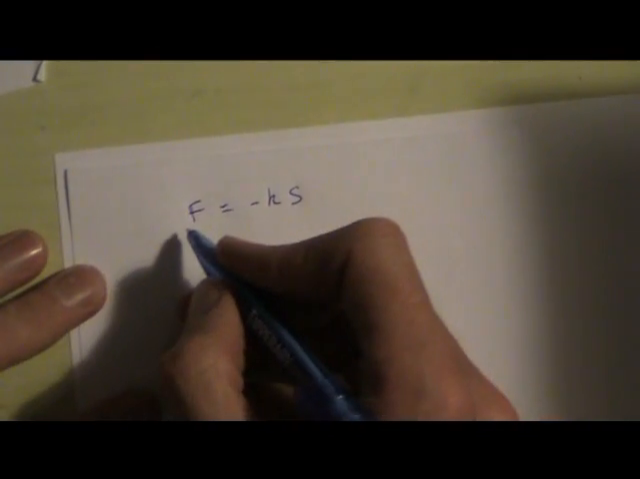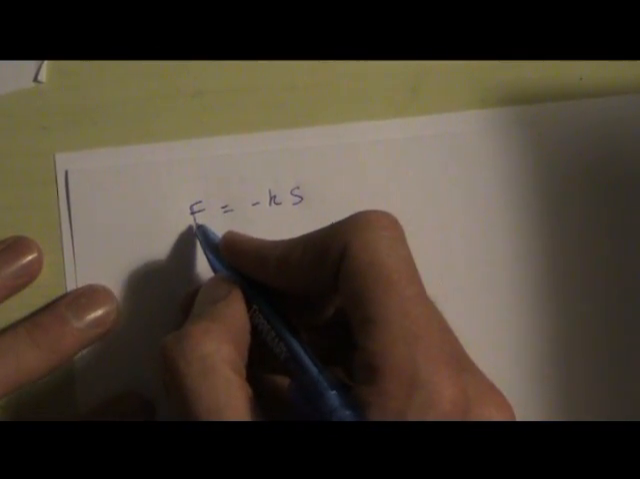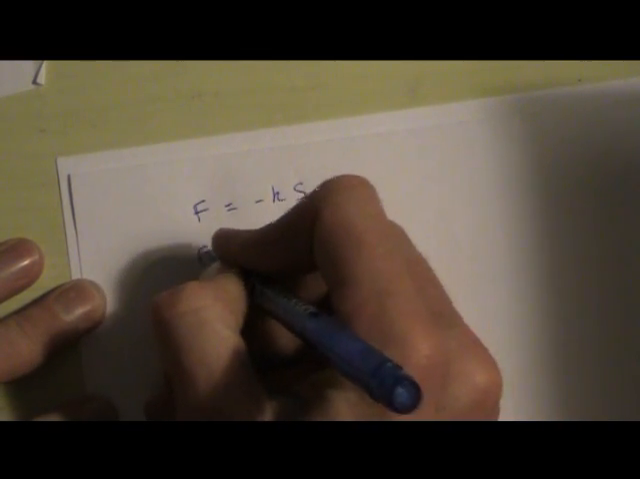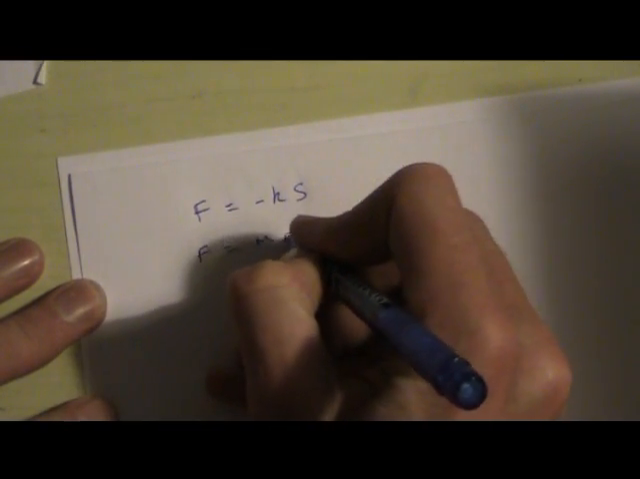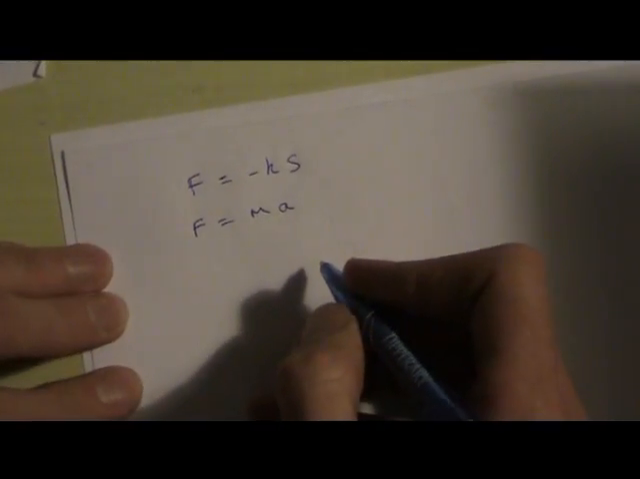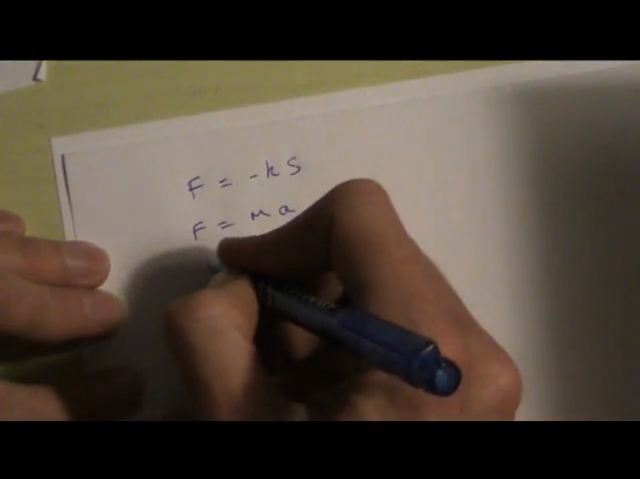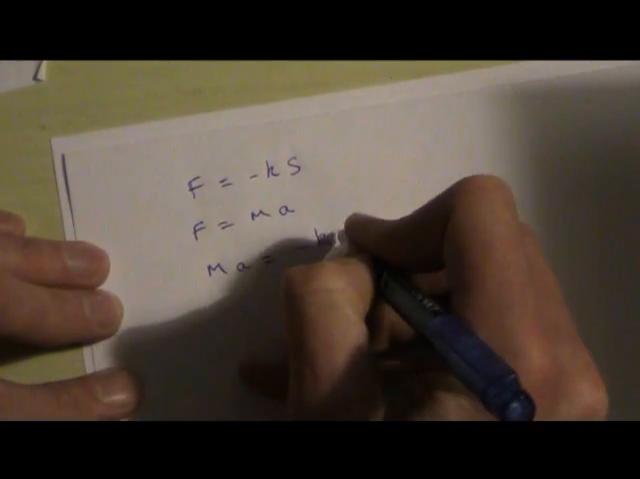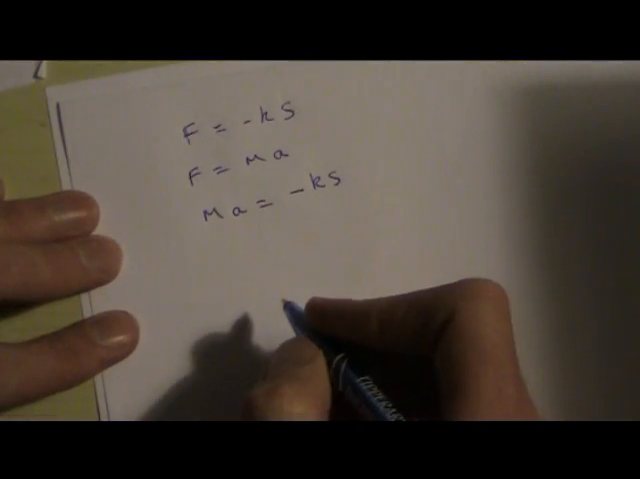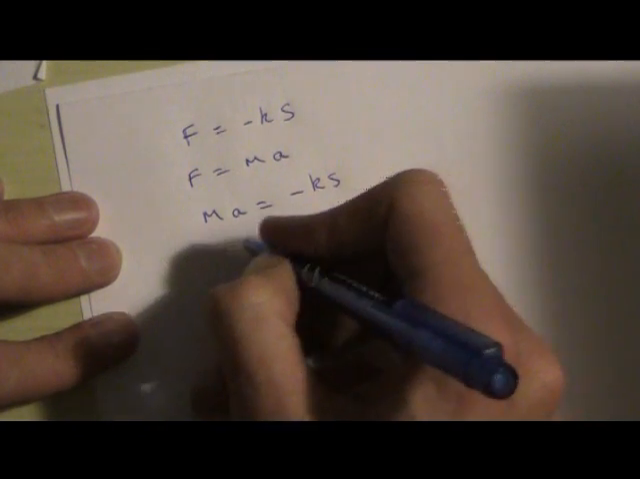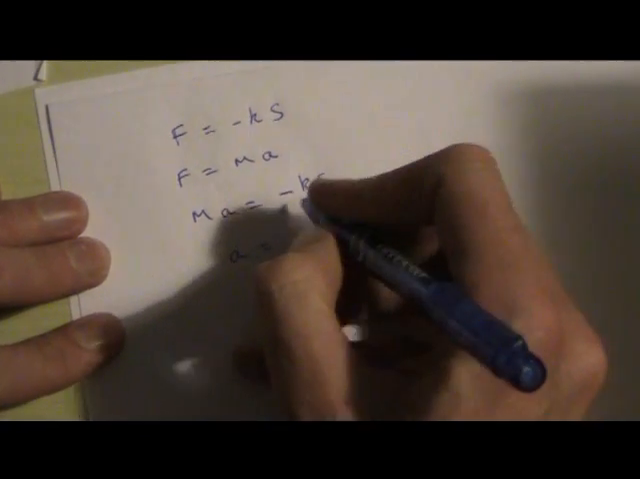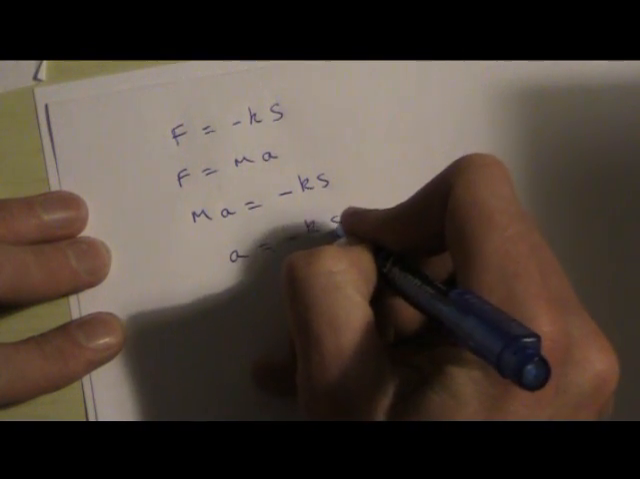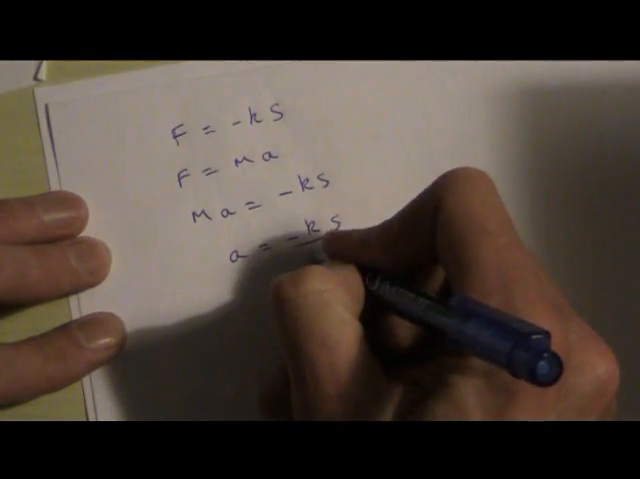Now, this is the force, the restoring force. But force, we also know, is also equal to mass times acceleration. So therefore these two must be the same as each other. So mass times acceleration must be equal to minus k times s. Now move the m across. Acceleration then is equal to minus k times s all divided by m.